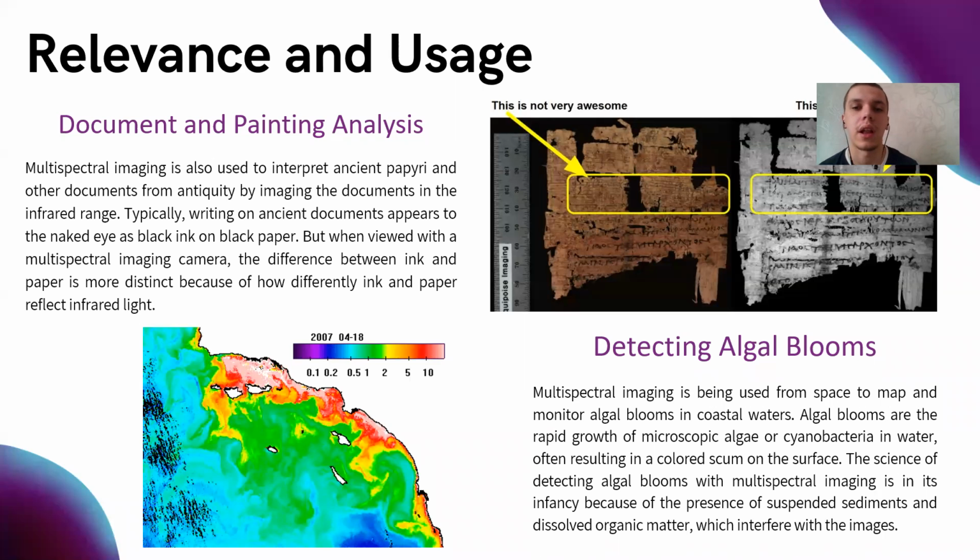Document and painting analysis. In document and painting analysis, it is used to recover ancient documents. On your right, you can see two types of pages. On the left is the original page, and on the right is the image of this page made using multispectral imaging. On your left, you can't see any words, and on your right, you can, and this is amazing.